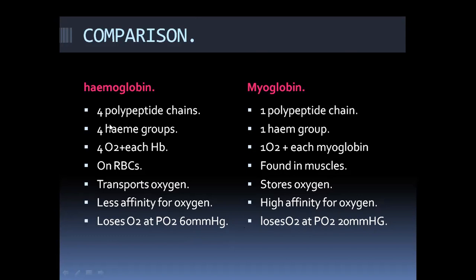Now let us look at the comparisons again. Hemoglobin has 4 chains, myoglobin has 1 chain. Hemoglobin has 4 heme groups, myoglobin has 1 heme group. Hemoglobin can combine with 4 oxygen molecules, and myoglobin combines with 1 oxygen molecule. Hemoglobin is present on the red blood cells, and myoglobin is found in the muscles. Hemoglobin's main function is transportation of oxygen, and myoglobin's main function is storage of oxygen.